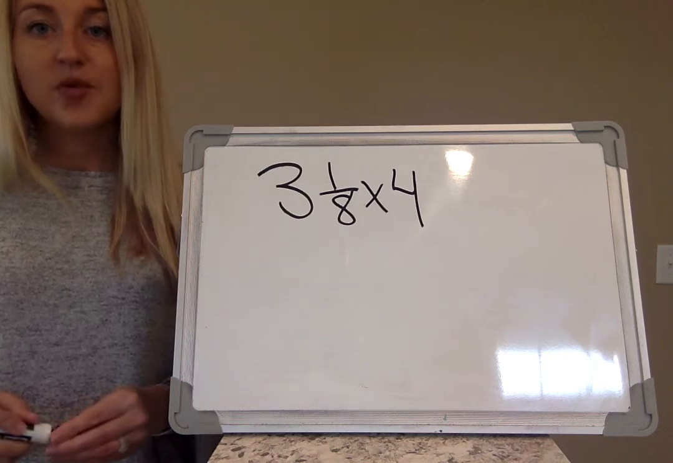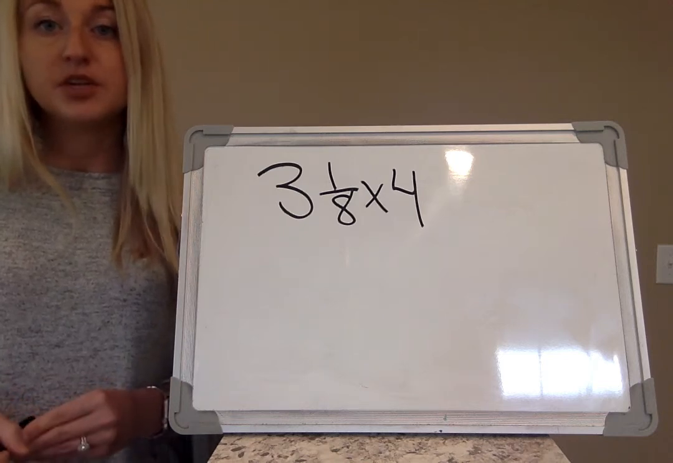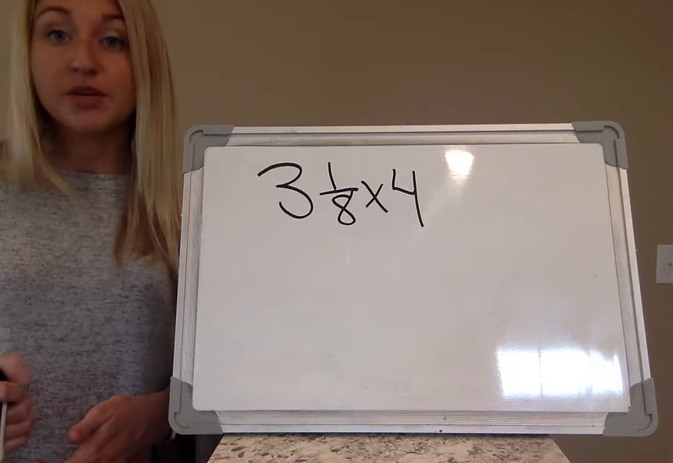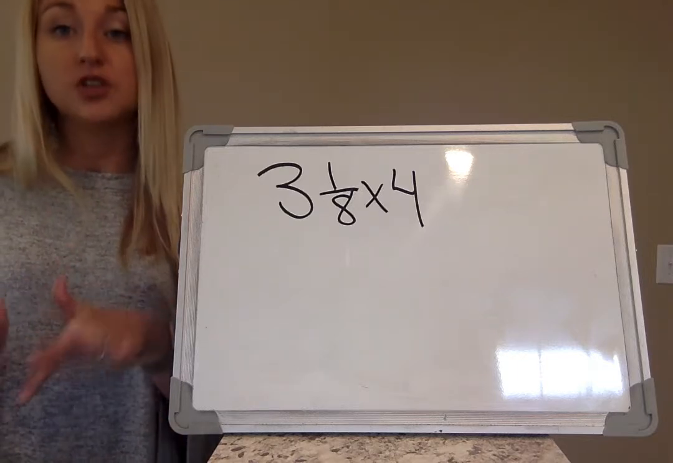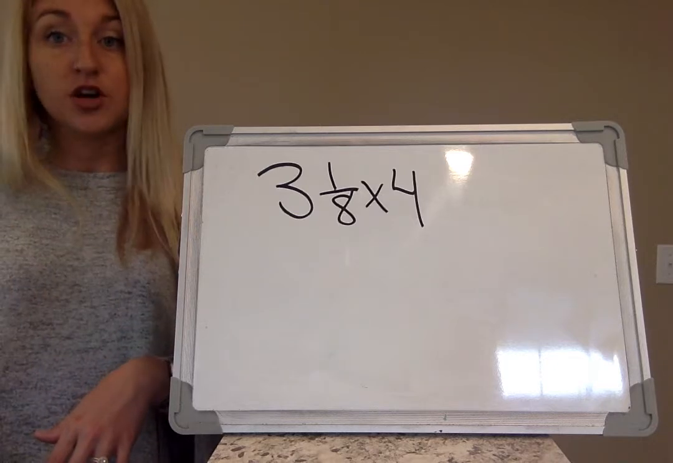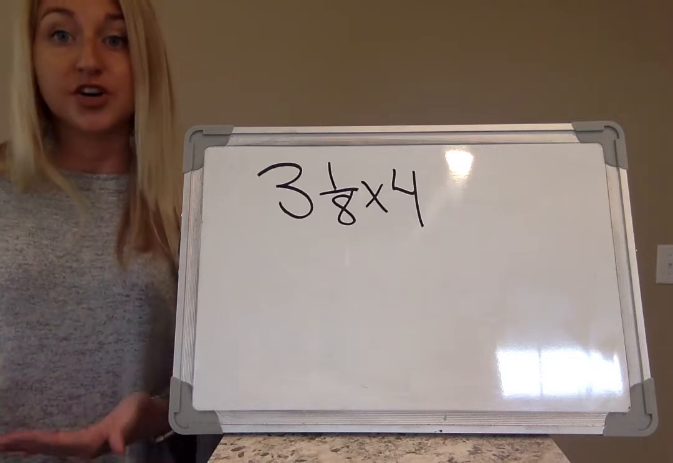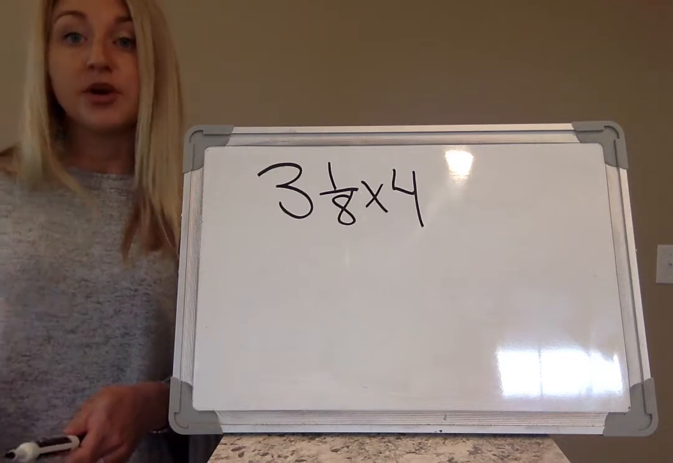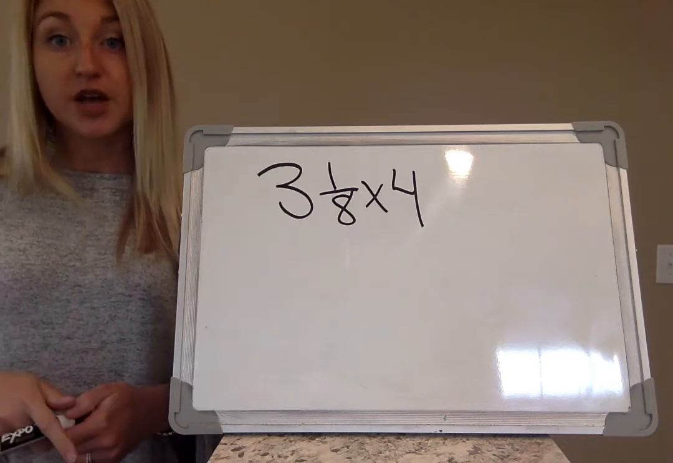Hey, fifth grade, I'm going to show you how to multiply mixed numbers using what I consider to be the traditional method, which is turning your mixed numbers into improper fractions using the clock method, multiplying straight across the top, straight across the bottom, and turning your final answer back into a mixed number using your bottom number into your top number. Here's what I mean.